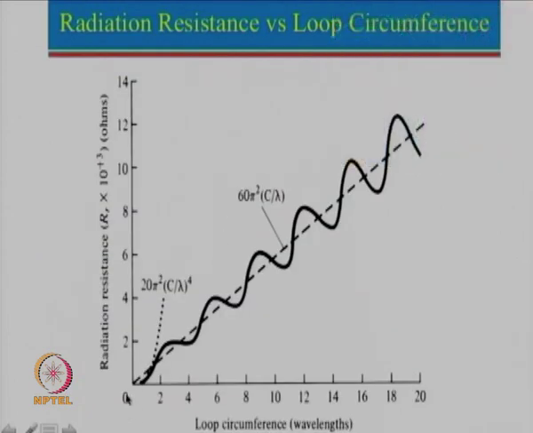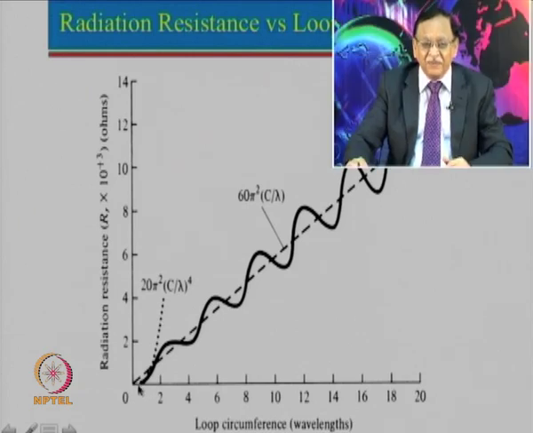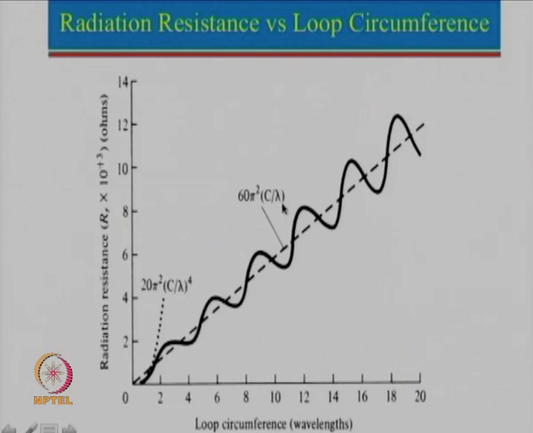Now these are the relations for radiation resistance versus loop circumference. So the actual value calculated is something like this here, which is varying sinusoidally but increasing along this line here. This particular variation has been approximated by two equations. One is this equation that is valid for a very small loop antenna, and one can see that for the real value here this approximate formula is matching fairly well, but for a larger loop antenna this is the expression given by this 60 pi square C by lambda.